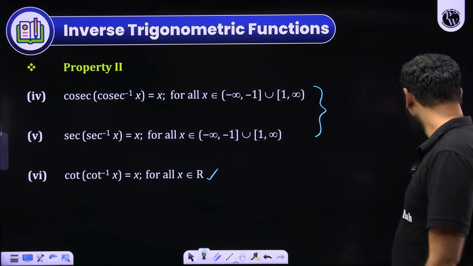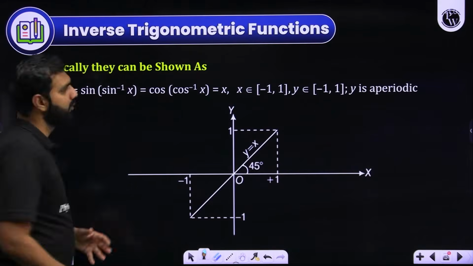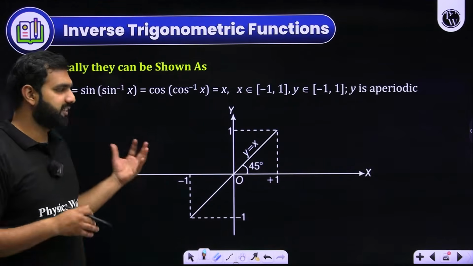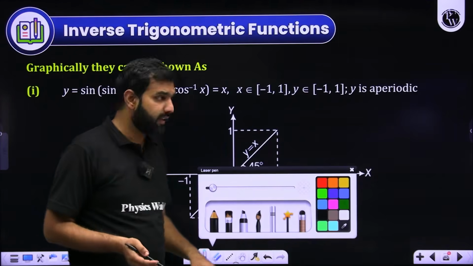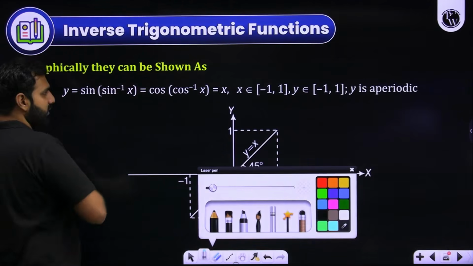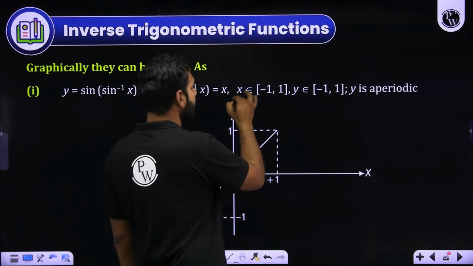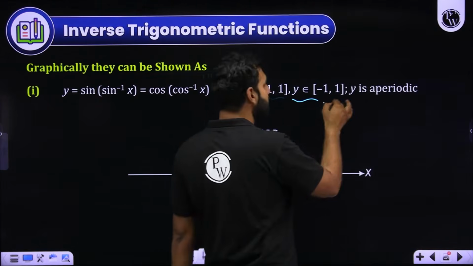You will remember it. And if you will remember it, let me show you the graphs as well. These graphs you should remember because they'll help you more. You should be able to generalize very easily that yes, this is exactly what is going to happen. Why? Because look at this particular part. When you say that sine of sine inverse x or cos of cos inverse x is going to be x as long as x is between -1 and 1, then y is also going to be between -1 and 1.